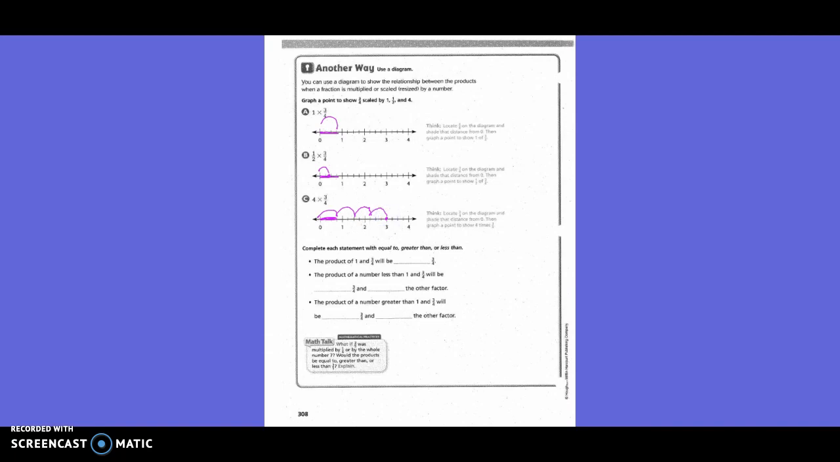Complete each statement with equal to, greater than, or less than. The product of 1 and 3/4 will be what to 3/4? Greater. Anything times 1 equals itself, right? So this one would be considered equal to. The product of a number less than 1, so up here, half was less than 1, will be less than 3/4, and what of the other factor?